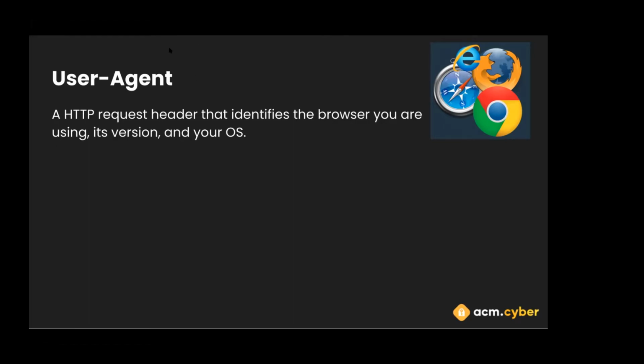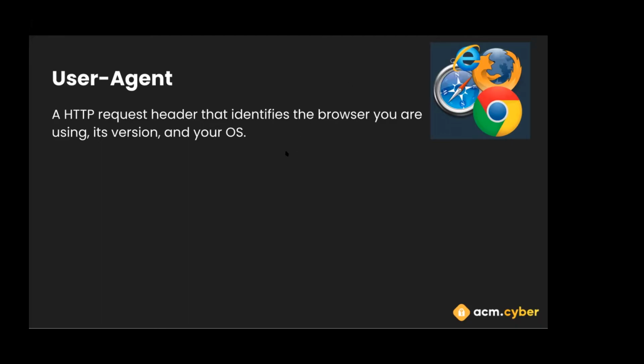So yes, we could talk about the user agent. So what is the user agent? The user agent is an HTTP request header that identifies the browser you're using, its version, and your operating system. So basically every time you request something from the server, it will look at your header and your user agent and give you something back depending on whatever it sees, right?